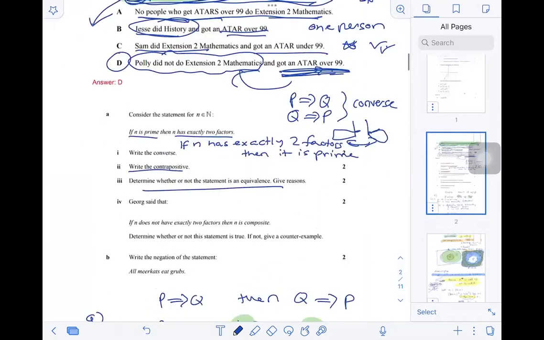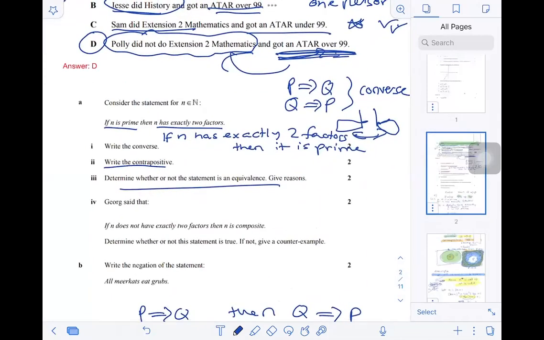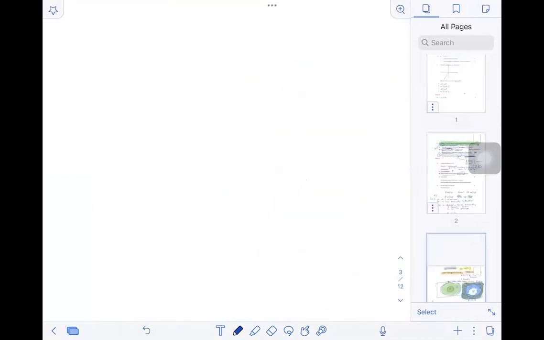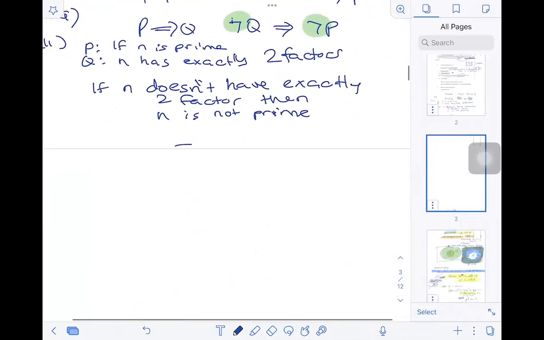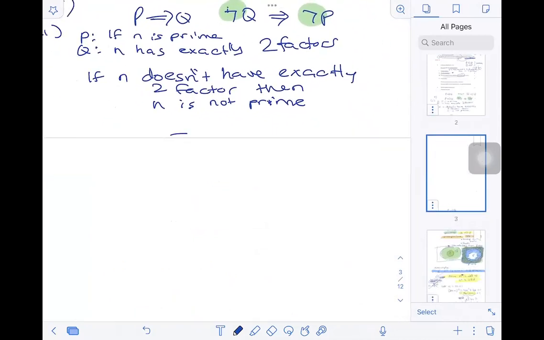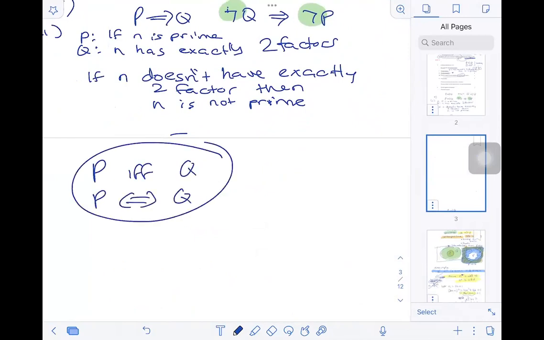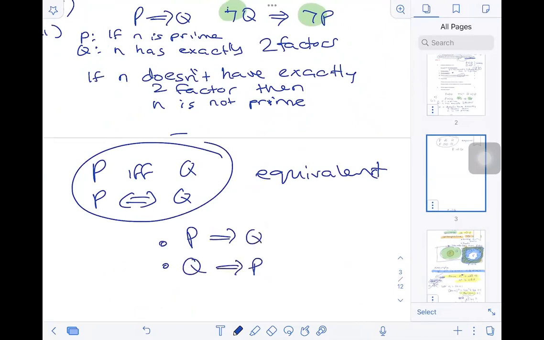So we're up to, we've written the contrapositive, we've done the converse. If you can prove the contrapositive is true, the original statement is true. What does equivalence mean? Okay, so let's think about what equivalence means. Equivalence is associated with P if and only if Q, or it means this here. Okay, that's equivalence. To prove something's equivalent, you have to prove that P implies Q and Q implies P.